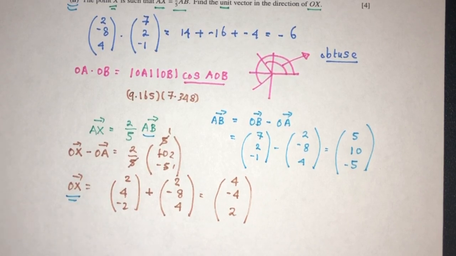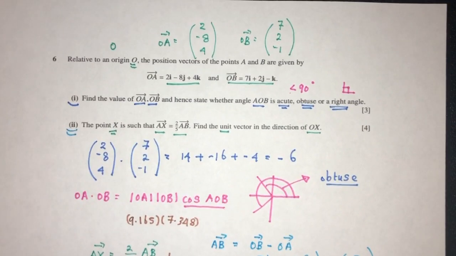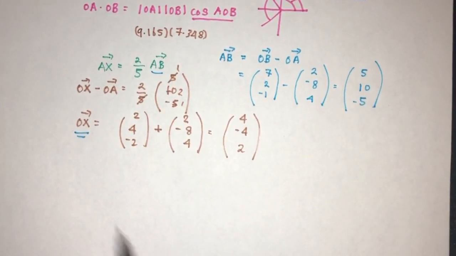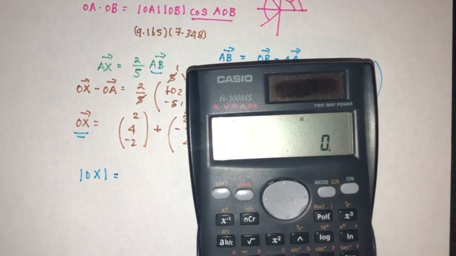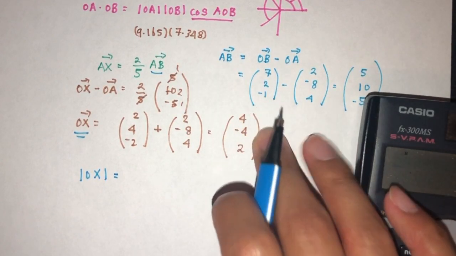Now we have to find the unit vector in the direction of OX, so pretty easy. We just take OX and divide by its magnitude to find the unit vector. So the magnitude will be 4 squared plus 4 squared plus 2 squared.